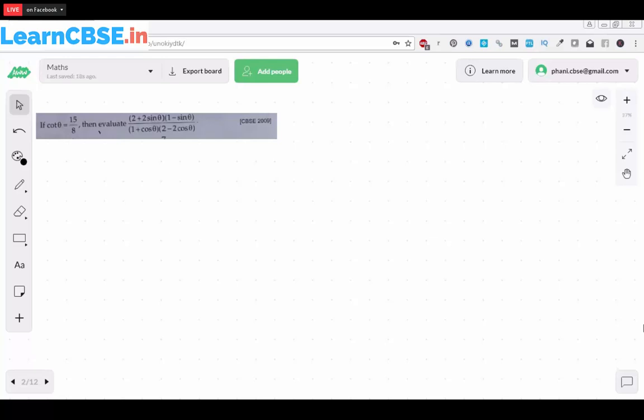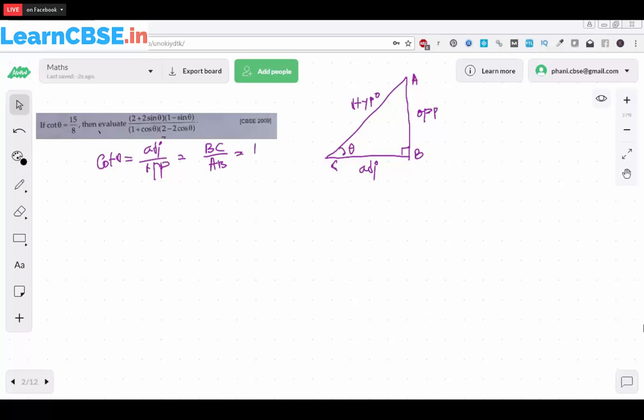So we will draw a triangle, any right angle triangle. Let's name it ABC, where B is the right angle. Now cot theta is 15 by 8, so let's consider this as theta. So according to this triangle, this will be the opposite side, this will be the adjacent side, and this will be the hypotenuse. Now cot theta, as it is the reciprocal of tan theta, will be adjacent side by opposite side. So that means it will be BC by AB, and that is given 15 by 8.